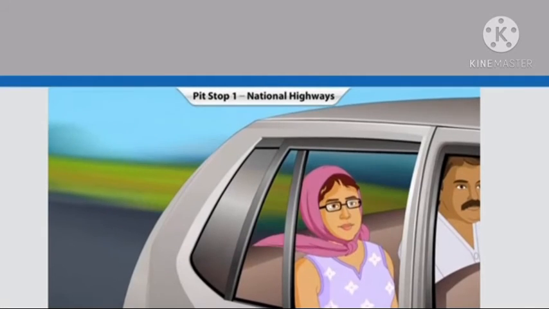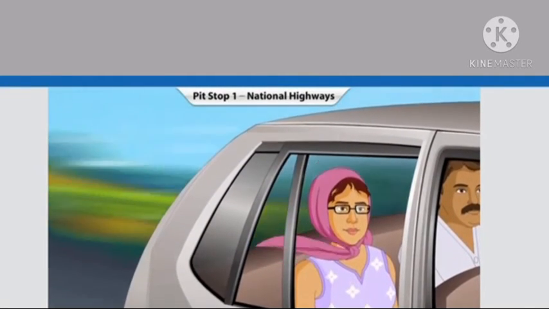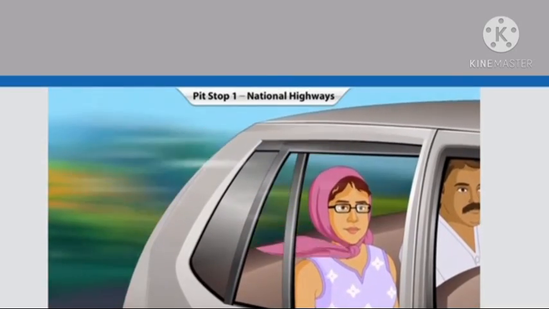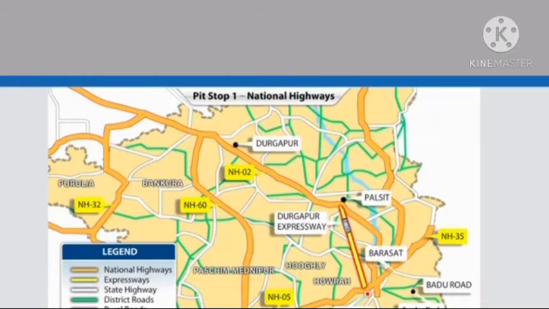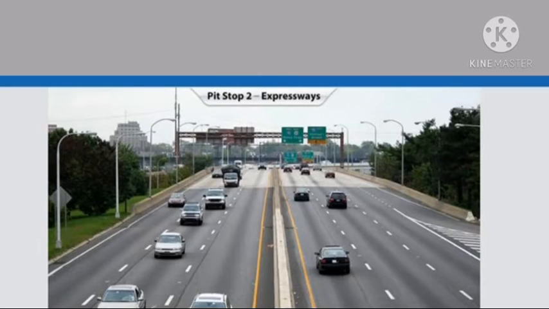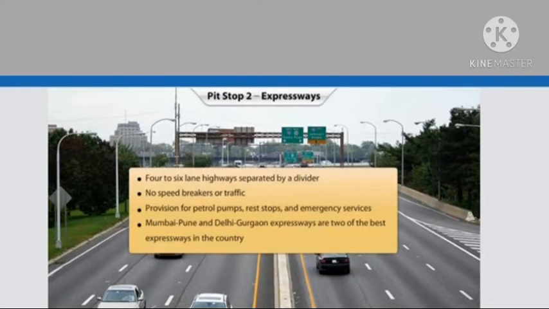After the pit stop, Rashmi and her dad continued their journey on the Durgapur Expressway. They headed towards the city of Kolkata. Expressways are 4 to 6 lane highways separated by a divider. Features of expressways include no speed breakers or traffic, and provision for petrol pumps, rest stops, and emergency services such as first aid and vehicle repair. Mumbai-Pune and Delhi-Gurgaon expressways are two of the best expressways in the country.